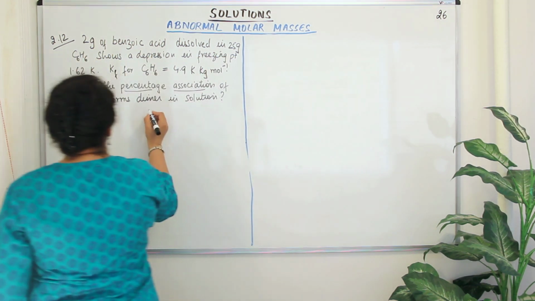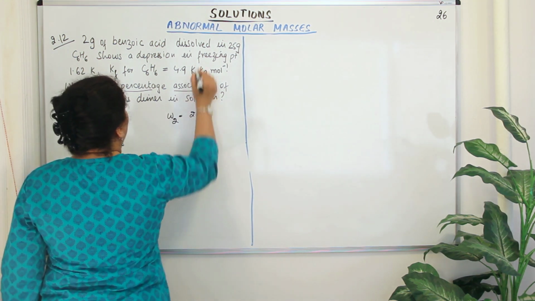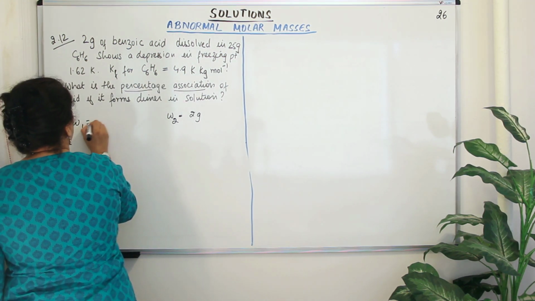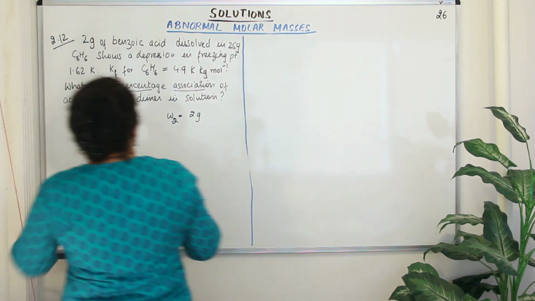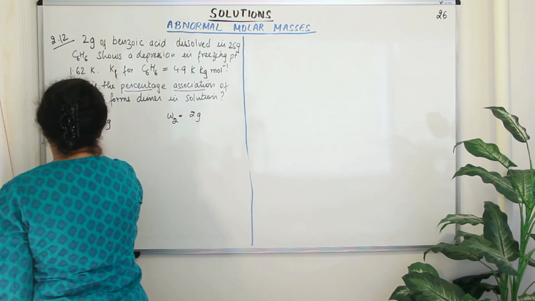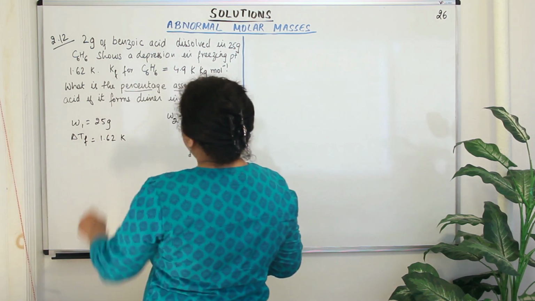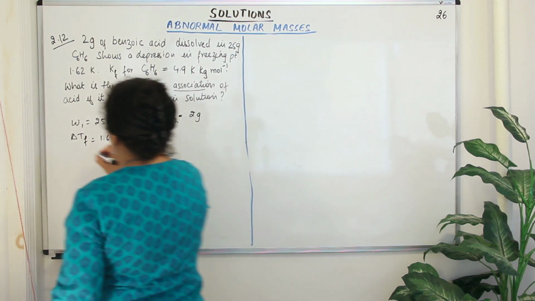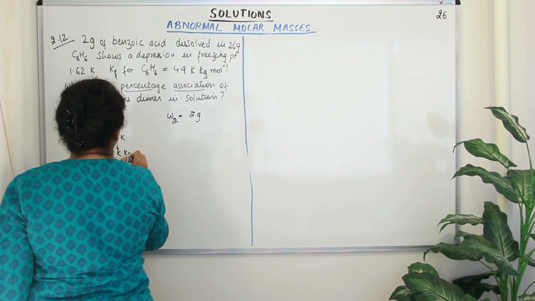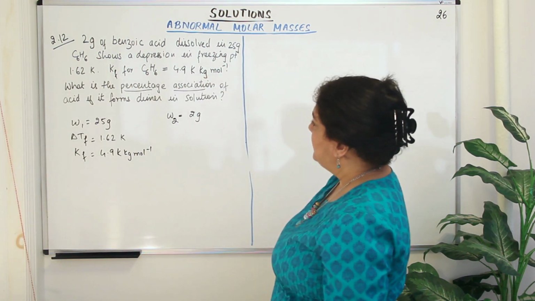So the mass of solute, W2, is equal to 2 grams. And the solvent is benzene, so W1 is 25 grams. Right? And it shows a depression in freezing point, that is delta TF is equal to 1.62 Kelvin. And Kf is given to you, which is equal to 4.9 Kelvin kg per mole. Now this is the information that is given to us.